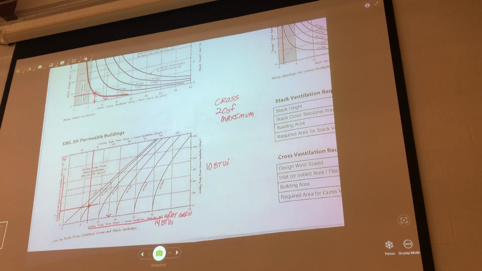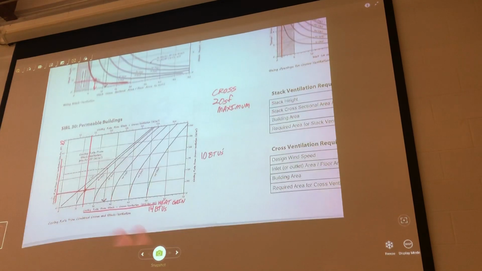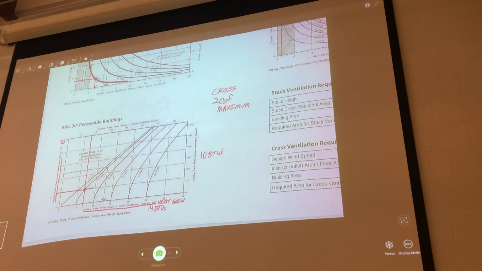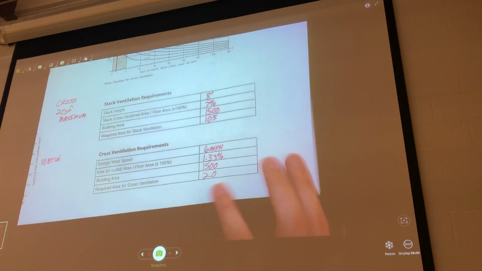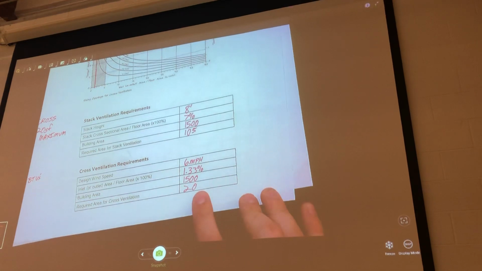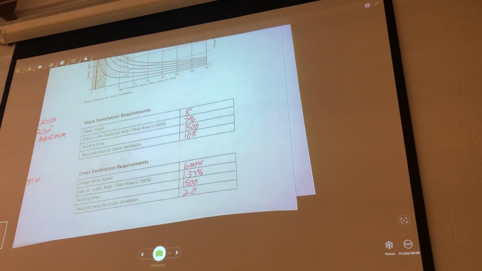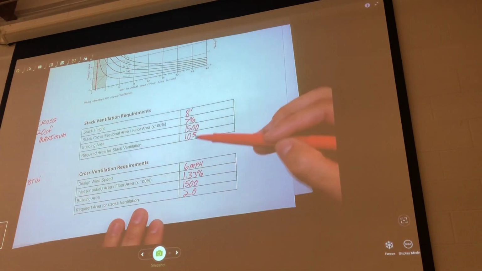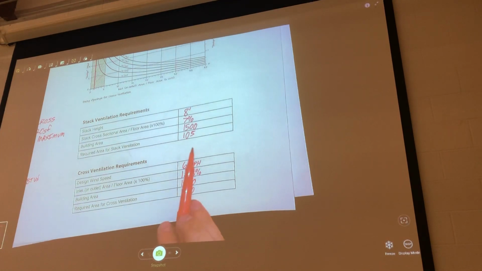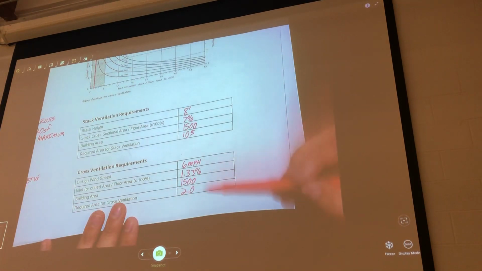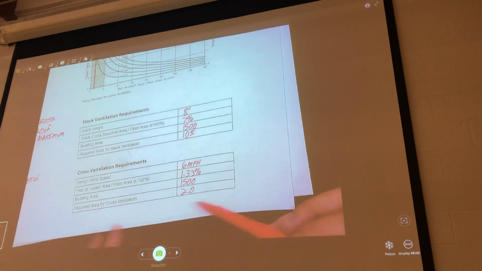Yes? The 20 square foot, that's the area you're designing the windows? That would be for just my cross ventilation. So I would have 20 square feet of inlet and 20 square feet of outlet for just cross ventilation. Then I would need an additional 105 square feet, just a little bit shy, because we want to make it to where our inlet is a little bit smaller than our overall chimney for the air as far as my stack ventilation strategy goes.